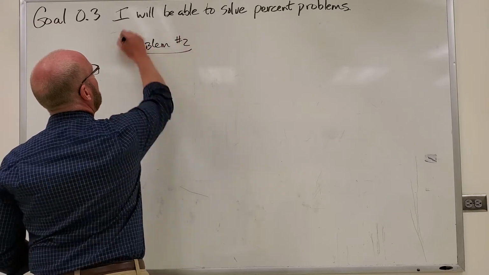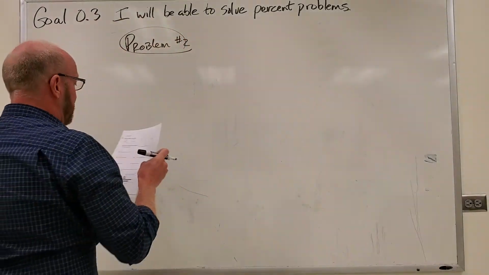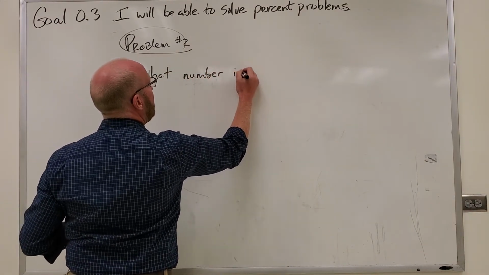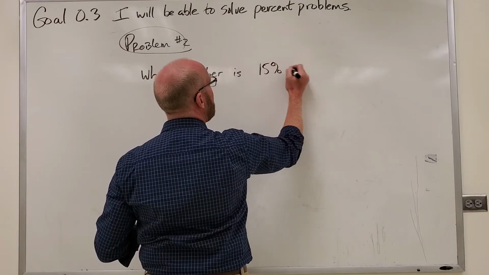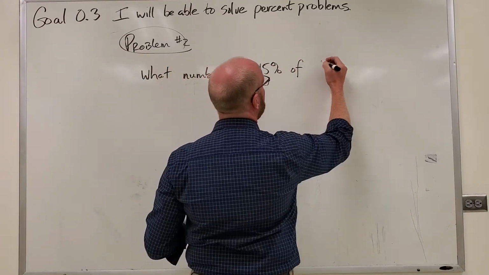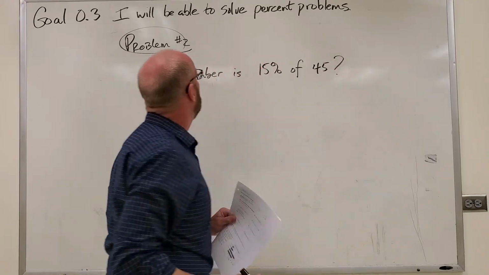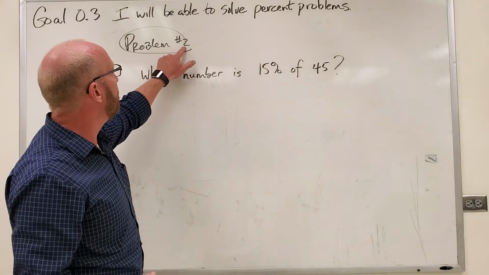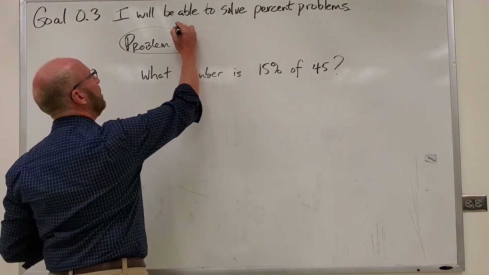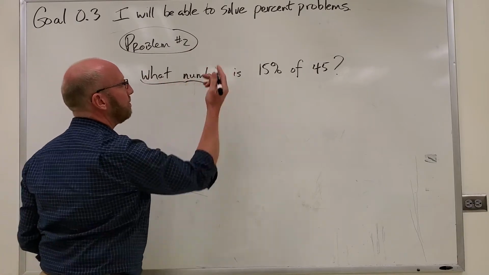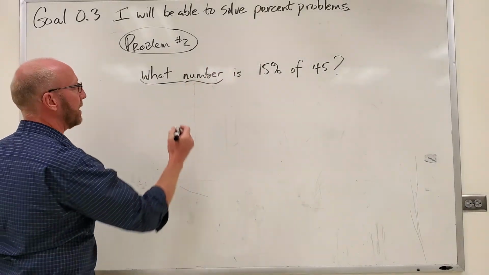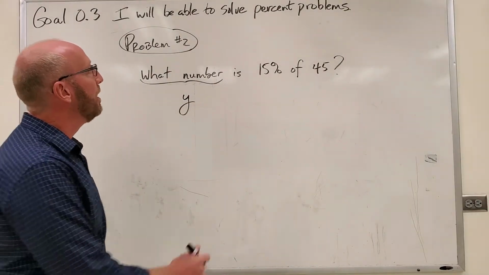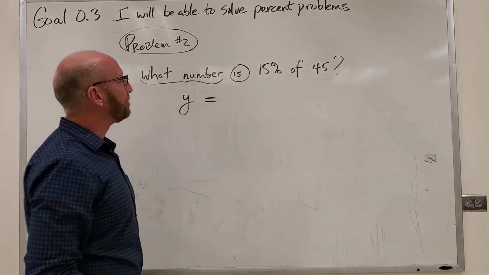Problem number 2 says this: what number is 15% of 45? What number is 15% of 45? I'm going to do the same thing I did with problem number 1. What number, if I'm asking what number I don't know, so I'm going to use a letter, I'm going to use the variable y. I can use x, I could use y, I can use any letter I want for a variable. Is means equals.